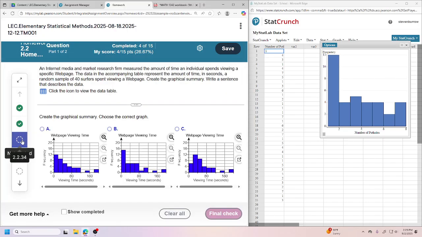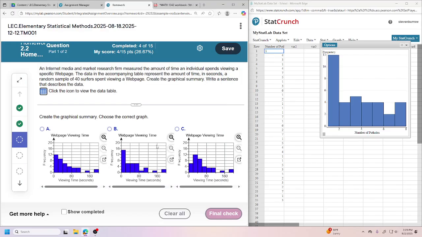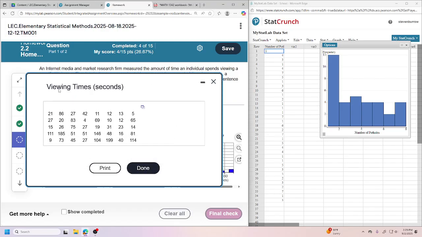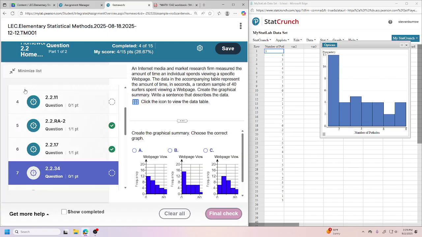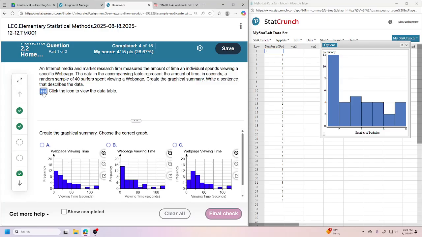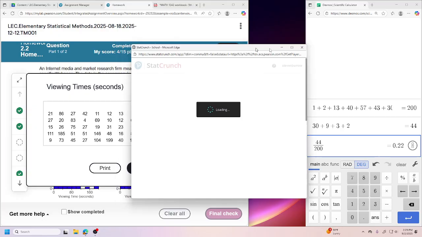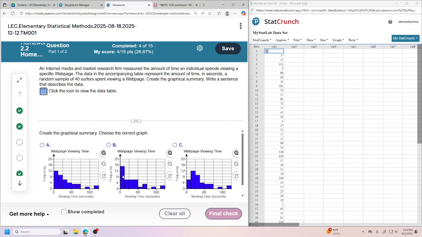Oh, I skipped one. That's a lot of numbers. Uh-oh. And they say, find which one is the graph. So you tell me what I'm supposed to do here for this. Yeah, you could skip around for sure. We are on number 7, actually. Yep. We're on number 7. So I click here, and then again, open in StatCrunch. So I'm looking for a graph that's a histogram. Where do I click?